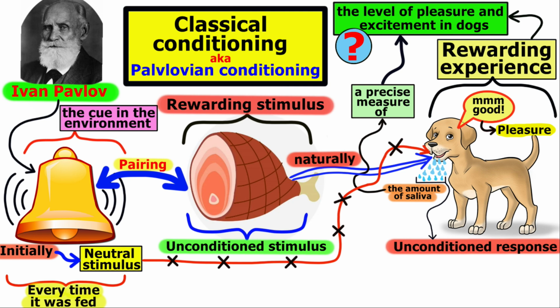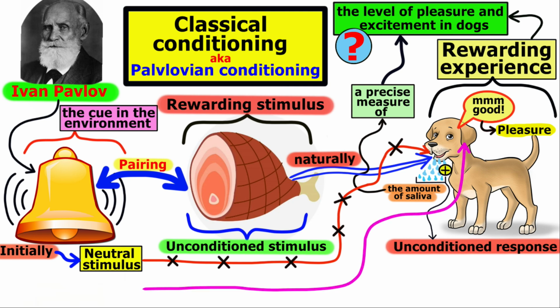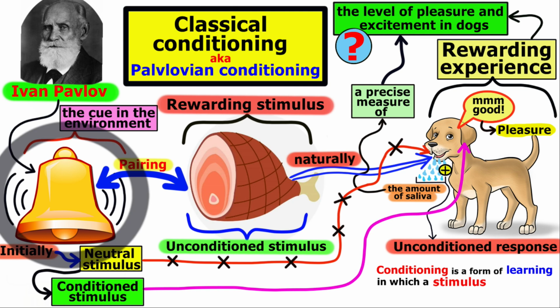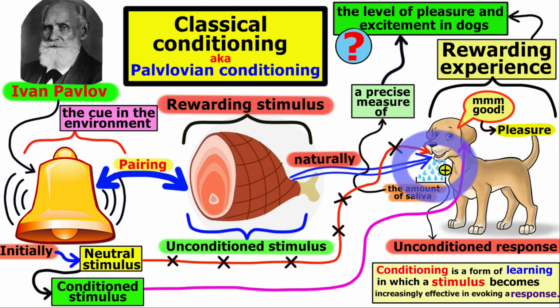Eventually, when the dog heard only the bell sound, it salivated, as if it was about to receive food. Since now the dog responds to the noise of the bell in the same way it responds to food, the noise of the bell is no longer a neutral stimulus. It's a conditioned stimulus. So, to generalize, conditioning is a form of learning in which a stimulus becomes increasingly effective in evoking a response. So, basically, a conditioned stimulus means a learned stimulus.